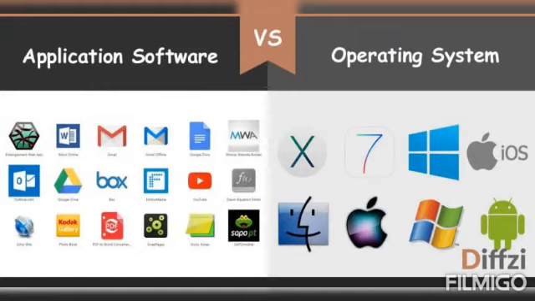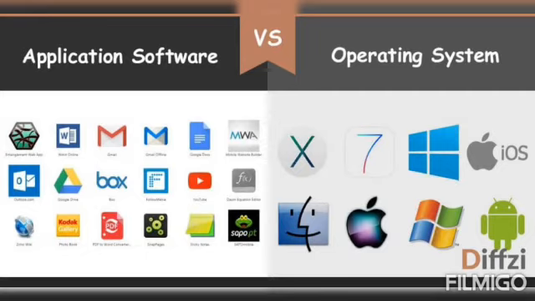And let's look at what an application software is. An application software is a software which is designed to perform a specific task. It is a computer program which is designed to perform a specific function. Can we talk about some examples of these types of software?